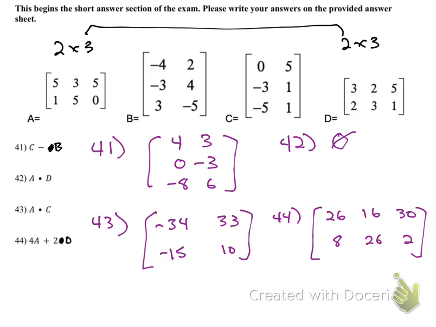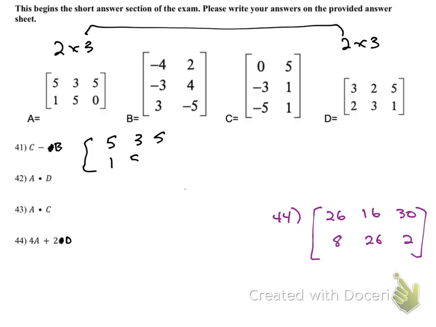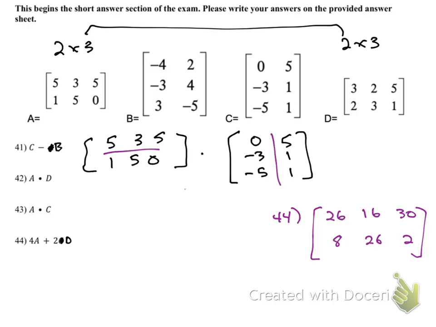All right, 43 we can multiply. I'm going to go ahead and multiply that here. So I'm going to erase these solutions and multiply A times C to work through those operations for y'all. So, 5, 3, 5, 1, 5, 0 times 0, -3, -5, 5, 1, 1. All right, so remember to multiply rows by columns.